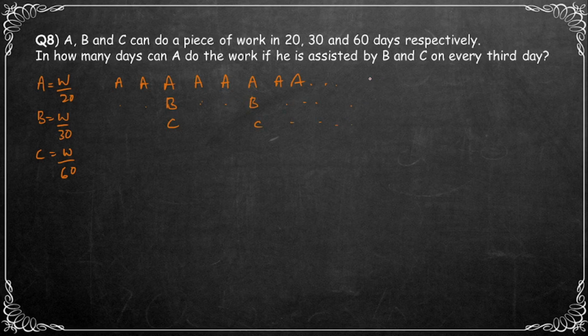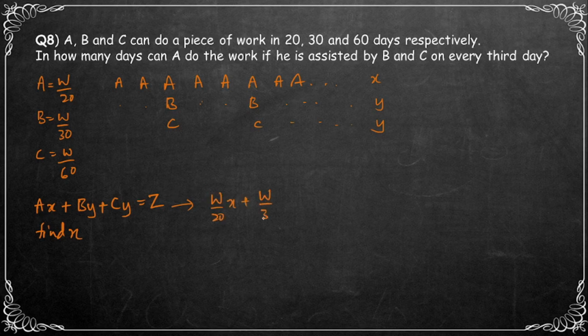So let's say A has worked for X number of days, B and C have worked for Y number of days. So the part of the work done by A is productivity into time, which is AX plus BY plus CY. They completed the total work. We need to find X. From this equation, to find X, we need to find Y. ABC we already have. So if you substitute, W by 20 X plus W by 30 Y plus W by 60 Y is equal to W, the total work.